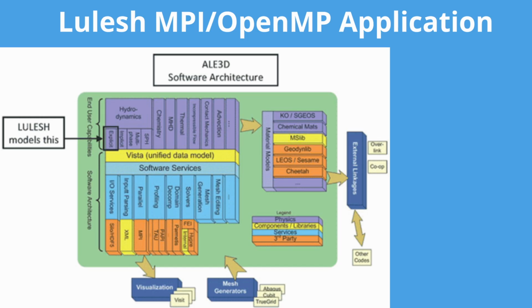To demonstrate Survey, we're going to use the Lulish application. Lulish is a proxy application that contains both MPI and OpenMP code, so it's a good one to use for demonstrating an HPC performance tool.